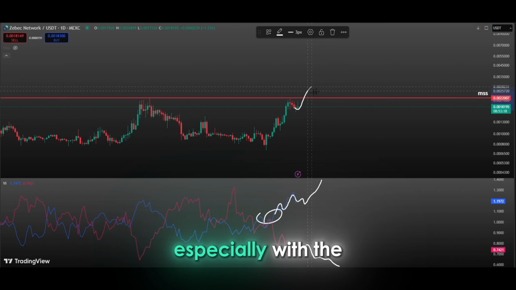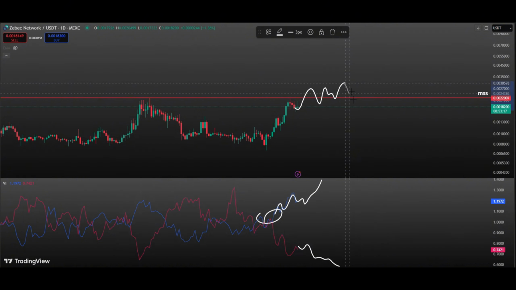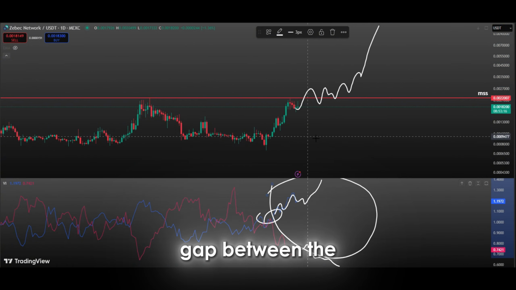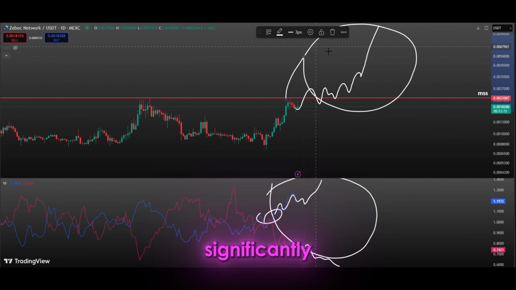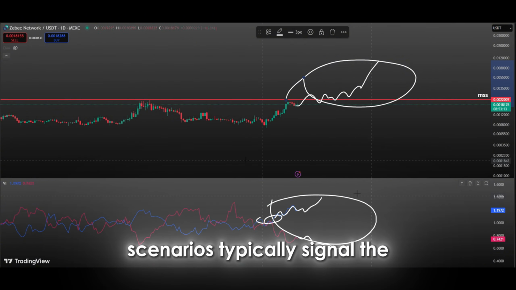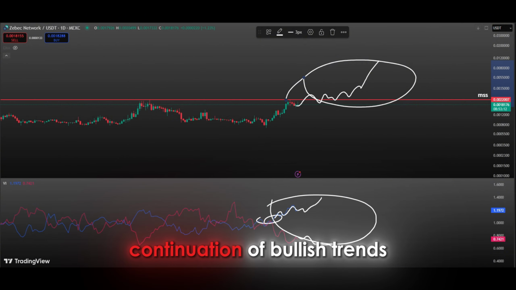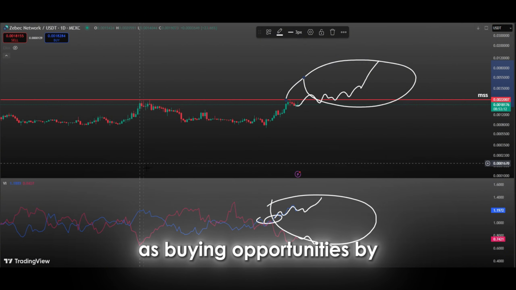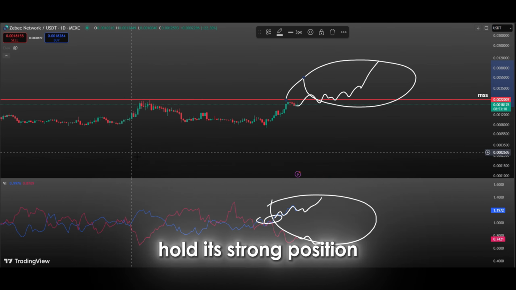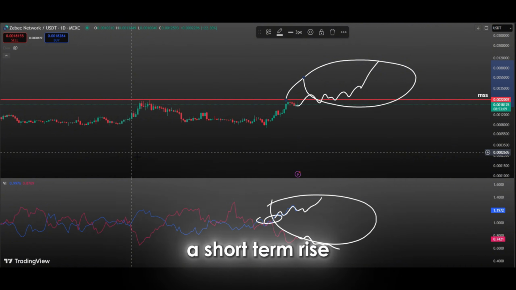continuing. Especially with the recent candlestick closings, the blue line has maintained its upward slope, and the increasing gap between the blue and red lines significantly strengthens the likelihood of an upward price movement. These kinds of scenarios typically signal the continuation of bullish trends and are interpreted as buying opportunities by investors. If the blue line continues to hold its strong position, it would not only point to a short-term rise, but also be a key indicator for the sustainability of the trend.